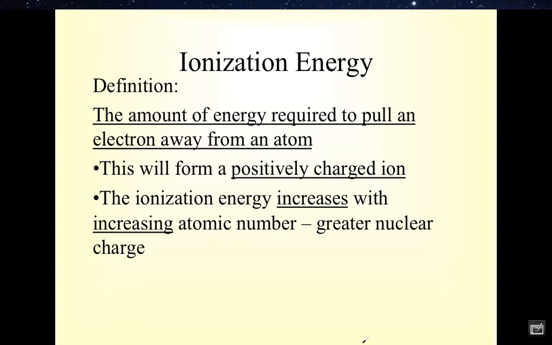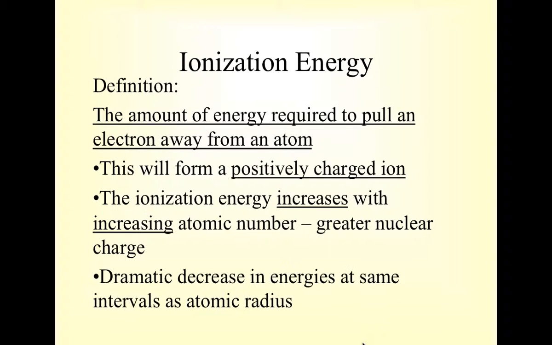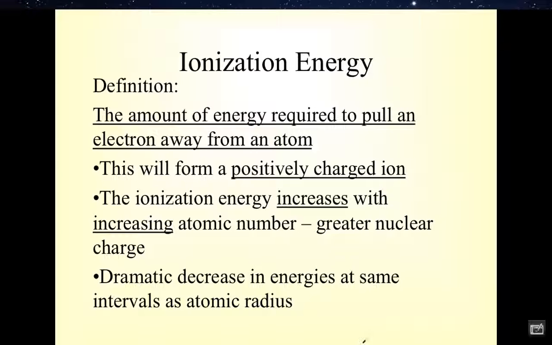Now, let's look at the trend down a group. We actually get a dramatic decrease in energies at the same interval. So as we go down a group, it's going to decrease. That's because the electrons are further away. The further away, the less pull you get, and so the easier it is to take that away.